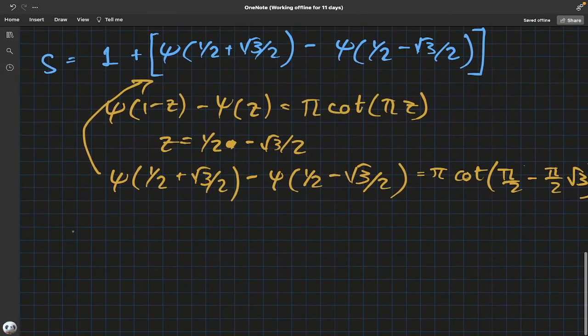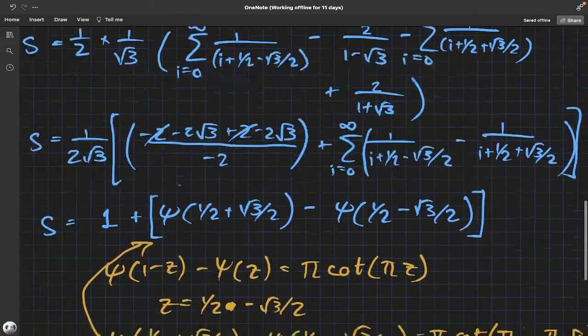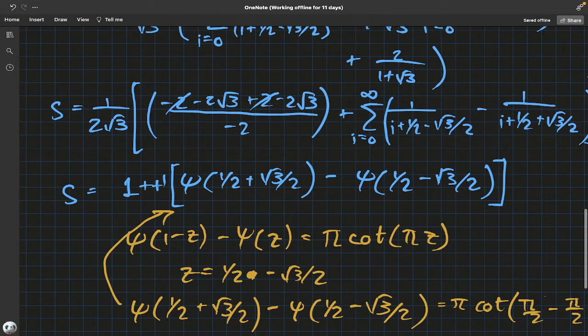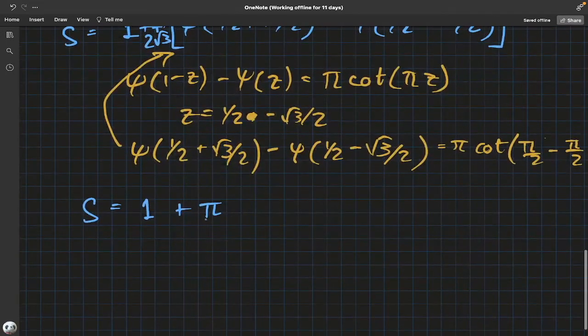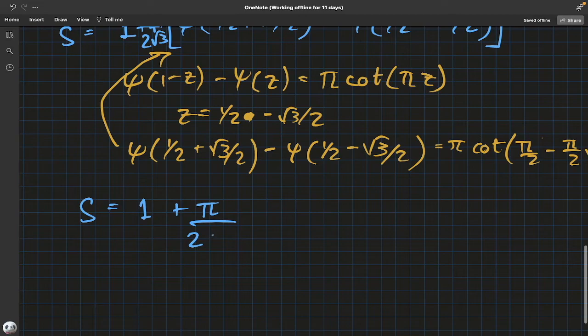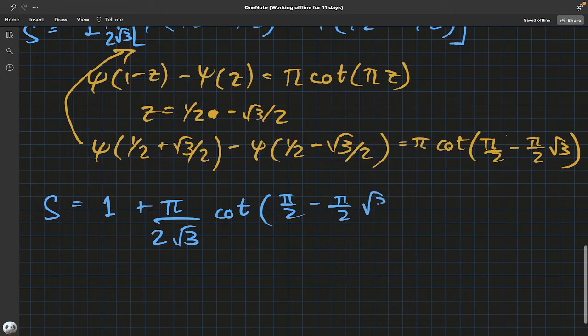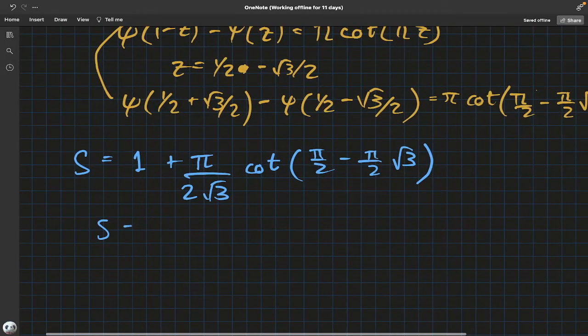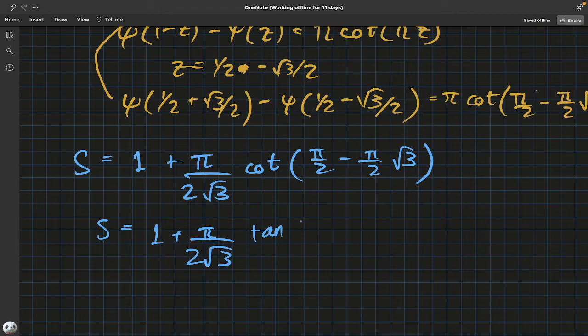That's really nice about these kinds of questions. So we just have a pi. Oh, but don't forget this factor. I forgot it there. So pi over 2 root 3 cotangent of pi over 2 minus pi over 2 root 3. Well, we can use the complementarity property of trigonometric functions to convert this into a tangent. Pi over 2.